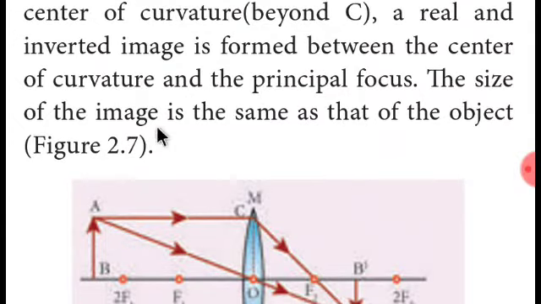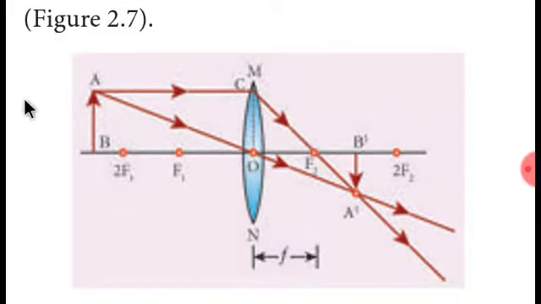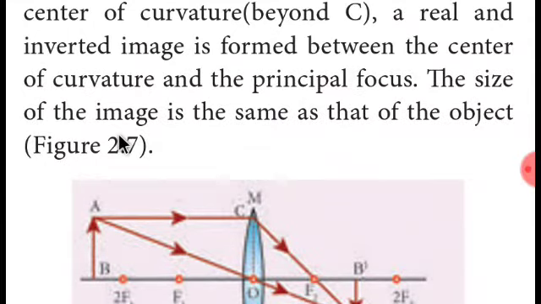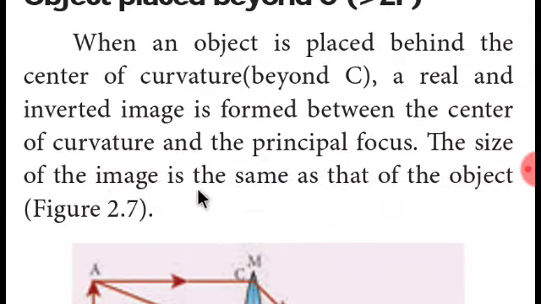The size of the image is the same as that of the object. See, in your book they gave that the size of the image is quite equal to the size of the object, but it's actually wrong. If you keep the object at C, then only can we expect the image size to be equal to the object size. This is a bit wrong, but according to your textbook you need to write your answers, so you can write this. The size of the image is the same as that of the object. You can write it, no problem at all. But if your teacher says correct it, then do that. Okay.